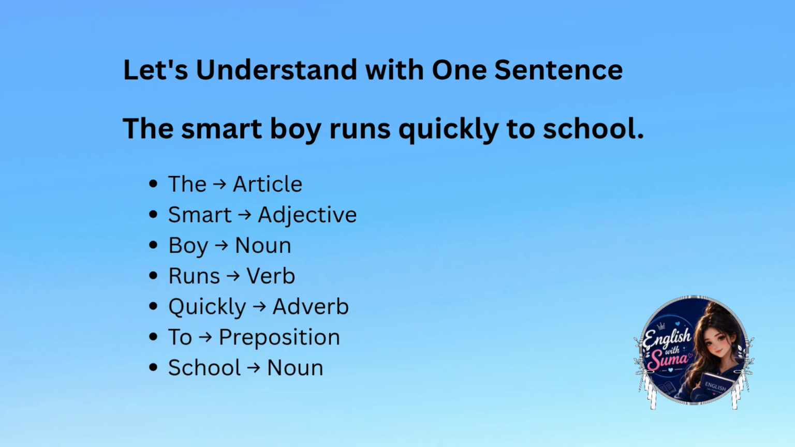Let's look at one sentence. "The smart boy runs quickly to school." Here, boy is a noun, smart is an adjective, runs is a verb, quickly is an adverb, and to is a preposition. This is how different parts of speech work together to form a sentence.